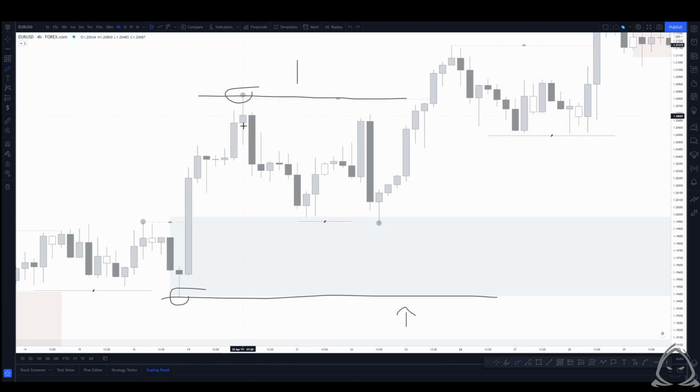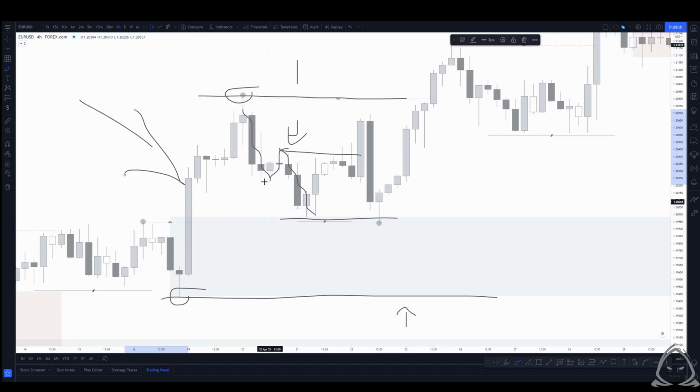And the same can be said for our substructure. So as we can see, we come down, we come up, we create a lower high, we create a lower low. So when we're looking at this range in price, as long as this high isn't violated, we're still in substructure and we're still in that downtrend contained within the swing structure.